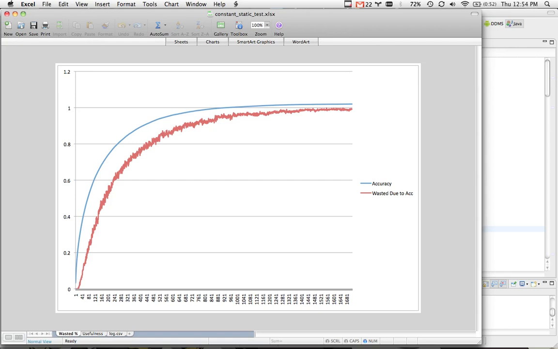But the red line is the interesting one. What this red line is showing us is, of all of the readings that came in, what percentage of those readings provided absolutely nothing in terms of an improvement to the overall accuracy measurement. And you see exactly what you would expect, which is that as the accuracy goes up, the number of readings that don't give us any benefit in accuracy also goes up, which is interesting.